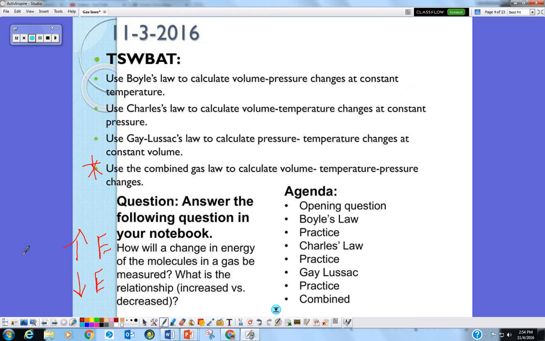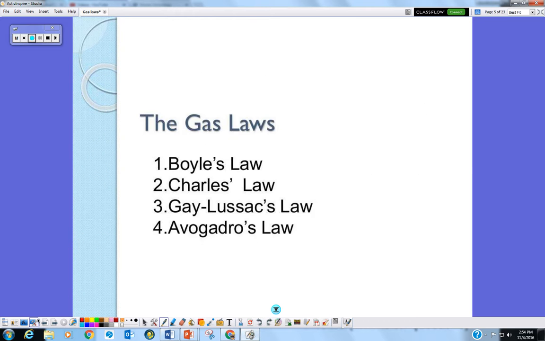So basically what I'm looking for, or what we should have come up with, is that any change in energy is going to affect the temperature. So if we increase the energy, we're going to increase the temperature. If we decrease the energy, we will decrease, or a decrease in temperature will show a decrease in energy. All right, so moving forward.